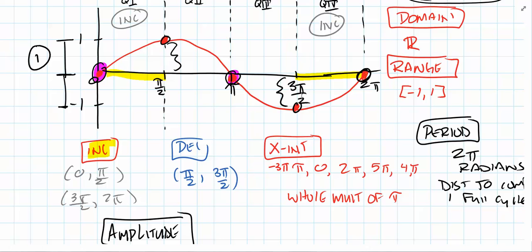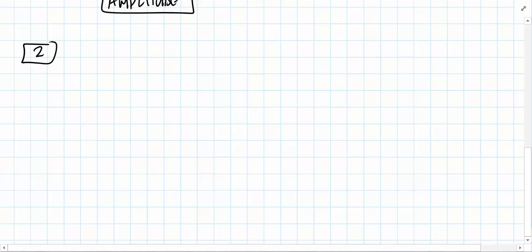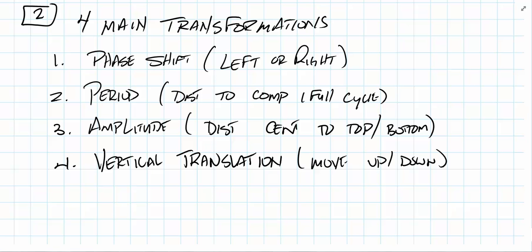You guys with me so far still? Okay, cool. All right, let's practice some of these. But before we do, I got to tell you what the 4 main transformations are, okay? So here are the 4. Phase shift, which means we're basically just moving our graph left or right.